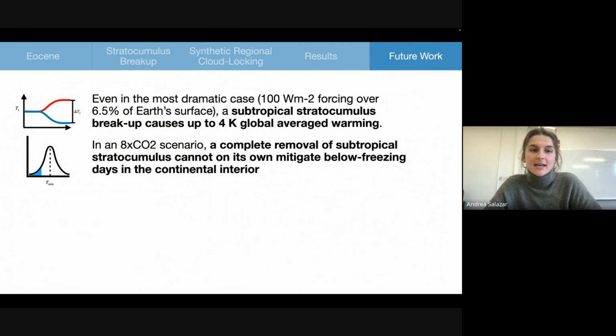So to conclude, even in the most dramatic case, remember we designed this experiment to kind of give this theory the best shot. Even in the most dramatic case of a 100 watt per meter squared forcing over 6.5% of Earth's surface, the subtropical stratocumulus breakup only causes 4 Kelvin of global average warming, which is still a lot. So this is clearly an important cloud feedback. And then we also showed that in the 8x CO2 scenario, even completely removing the rest of the subtropical stratocumulus can't on its own mitigate the below freezing days in the continental interior.